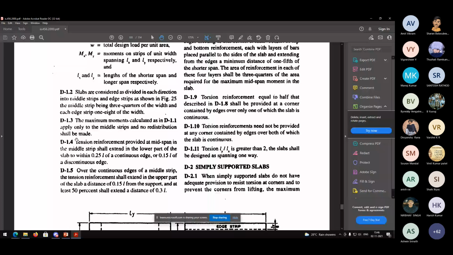So if you have a continuous edge, then extend it to a distance of 0.15. If you have a discontinuous edge, extend it to a distance of, sorry, if it's continuous, extend it to 0.25, and 0.15 if it is discontinuous.